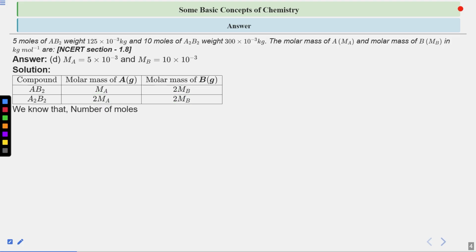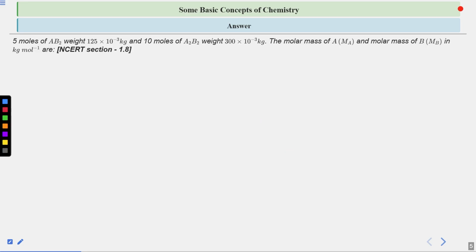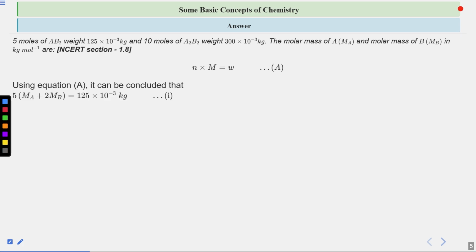Now next, what is the formula for number of moles? It is given by number of moles is equal to given mass by molar mass. Then what we can say? We can say that n into M is equal to W, that is, number of moles into molar mass is equal to weight. If we consider this as equation A, then equation A can be concluded this way.